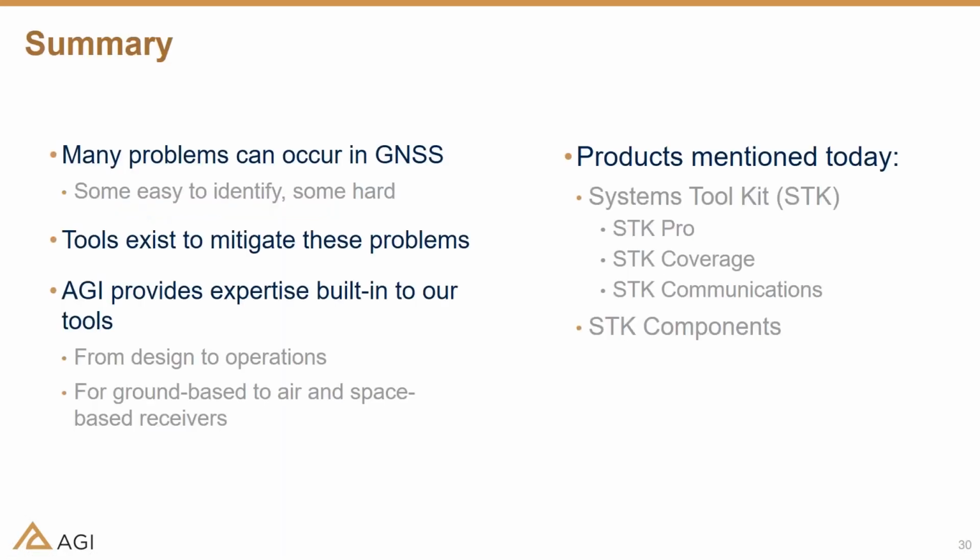All right, in summary, I talked about many problems that can occur in typical GNSS systems. Again, some are easy to identify, some are harder. We do have tools that exist to mitigate these problems, so we'd be happy to show you how to use those to help you solve the problems you have in those situations. We've got a lot of expertise built into these tools. You can use them if you're just in the design phase, or if you're in the operations phase, if you're just using ground-based receivers, or if you've got receivers in the air or on space-based receivers like we just talked about. I did talk about SDK today, SDK Pro, SDK Coverage, and SDK Communications covers the issues that I talked about today, and then SDK Components as well with the navigation library and the navigation communications library.